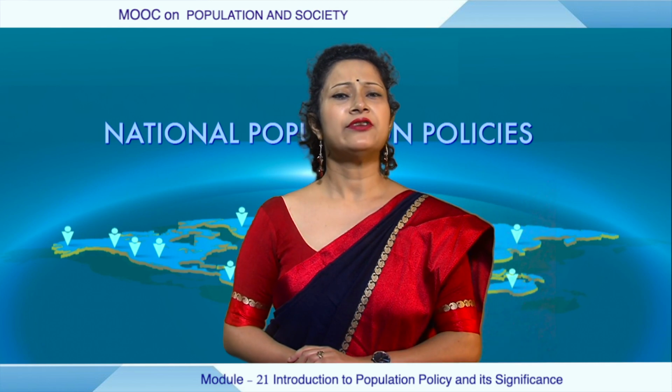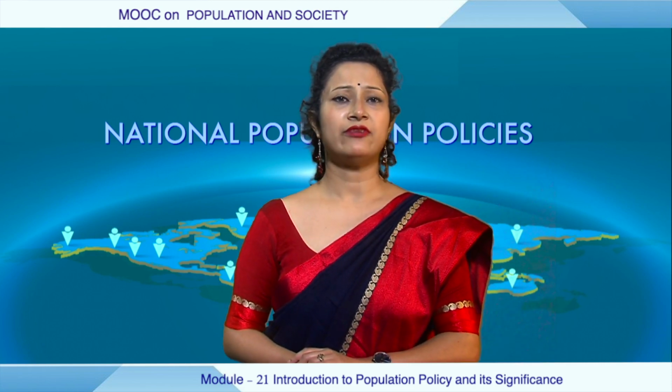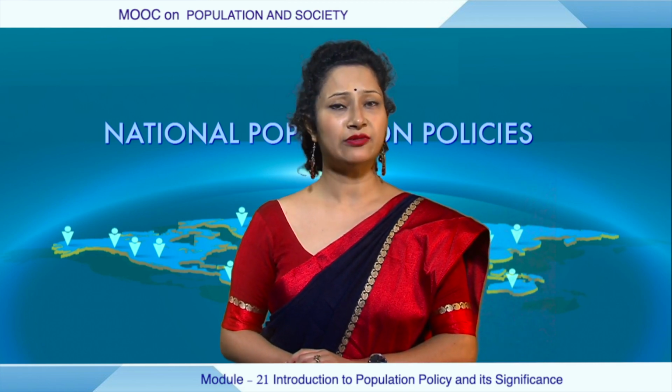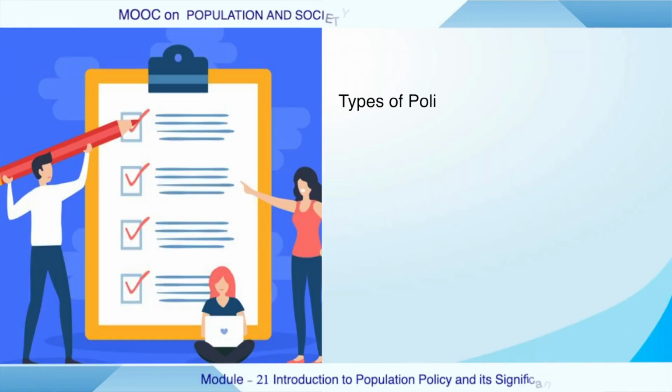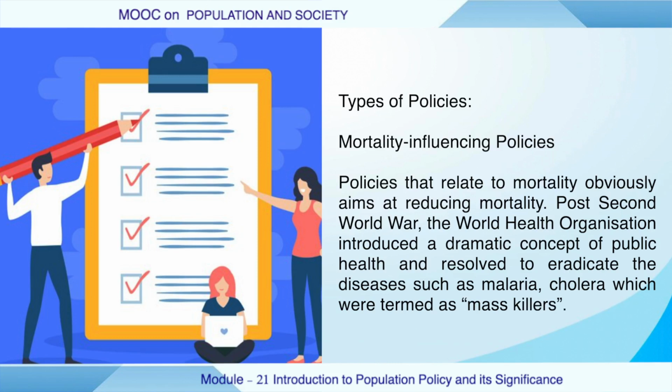Now coming to the different types of policy, we have number one, the mortality influencing policies. So we'll try to understand what this means. These are policies that relate to mortality, and they obviously aim at reducing mortality. Post Second World War, the World Health Organization introduced a dramatic concept of public health and resolved to eradicate diseases such as malaria and cholera, which were termed as mass killers.